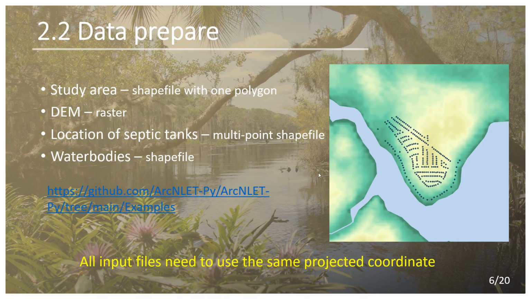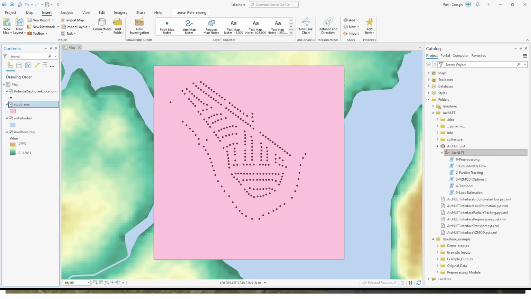For our Lakeshore example, you can find the input data at this link. And note that all input files need to use the same projected coordinate system. This is really important. And let me open my ArcGIS Pro.